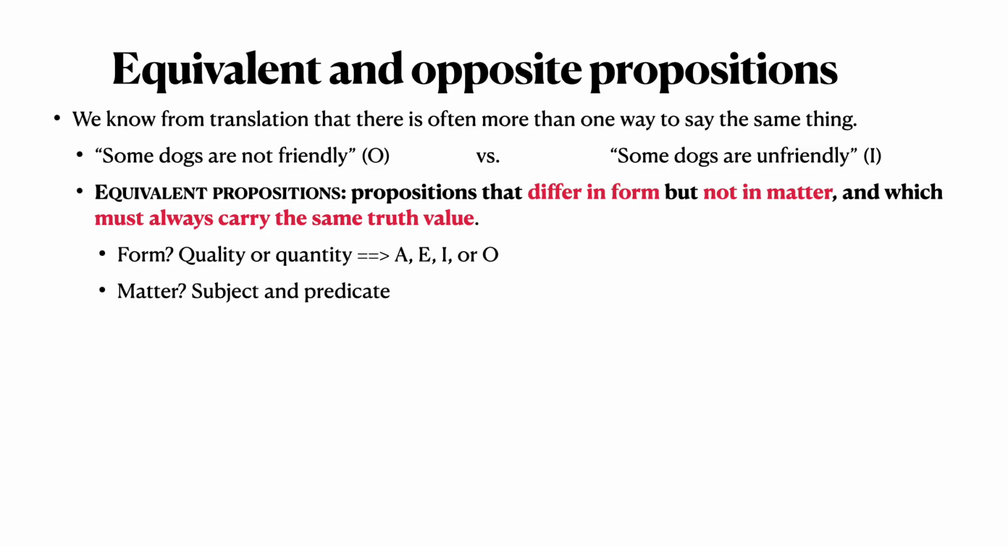But the key is that they must always have the same truth value. That is, either they're both going to be true or they're both going to be false. You'll never find a situation in which one equivalent proposition is true and its equivalent is false. That can't happen. By definition, that would not be equivalent.